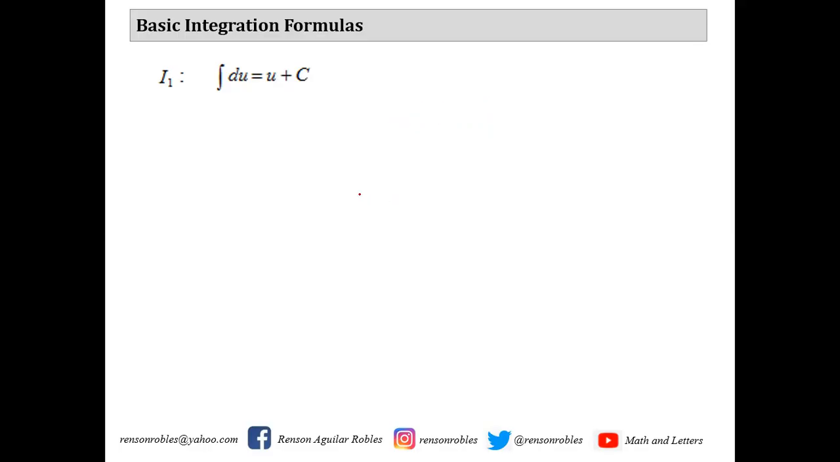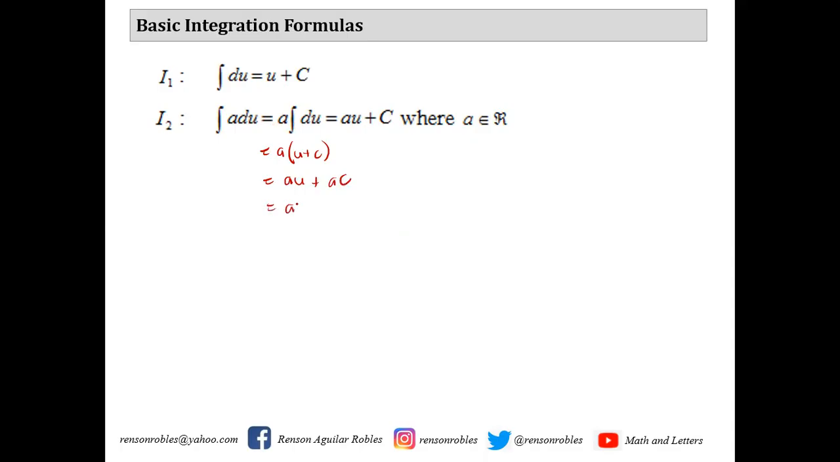I sub 2: whenever there is a constant a, where a is an element of the real numbers, then the integral of a du is equal to a times the integral of du. And since the integral of du, by I1, is u plus c, this is equal to a times u plus c. Then you introduce a to each term inside, so you have au plus ac. And do not forget that a constant a times a constant c will lead you to another constant c. That's why the integral of a du is equal to au plus c.